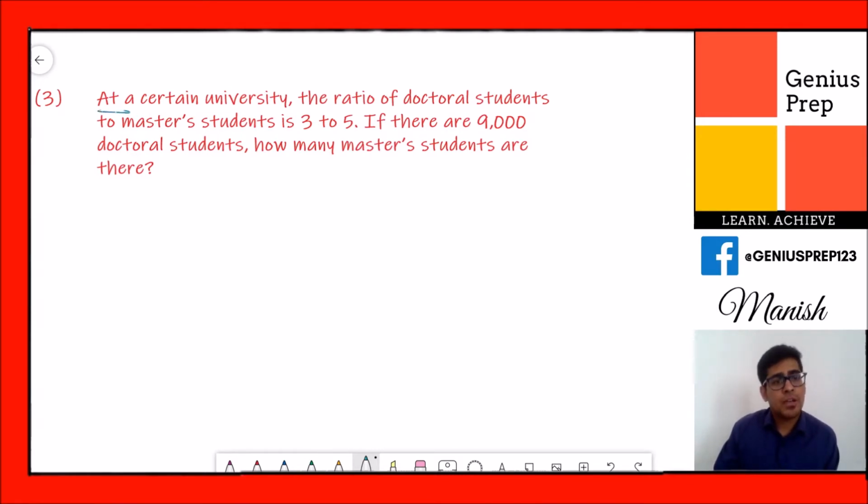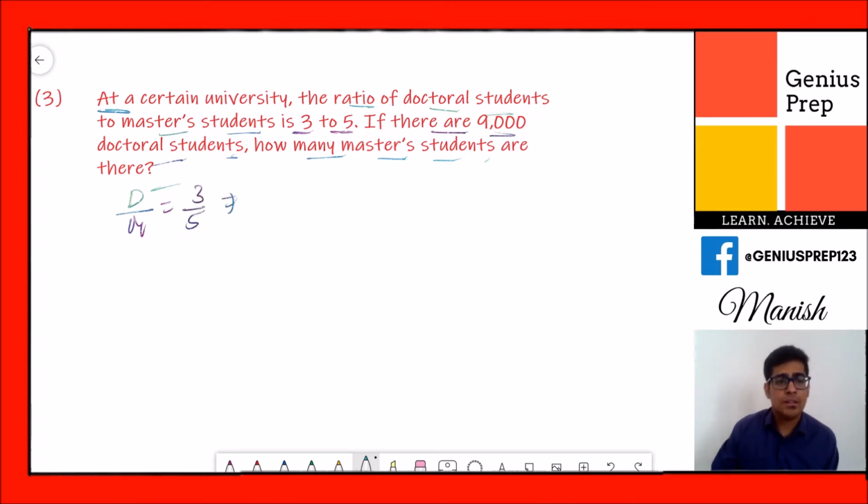It says at a certain university, the ratio of doctoral students to master students is 3 is to 5, and there are 9,000 doctoral students. How many master students are there? First of all, it says doctoral students is to master students. What is the ratio? 3 is to 5. That means if there are 3 doctoral students, there are 5 master students.